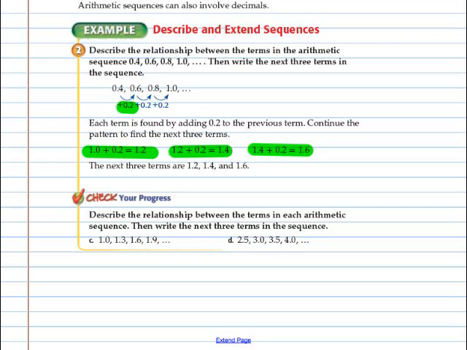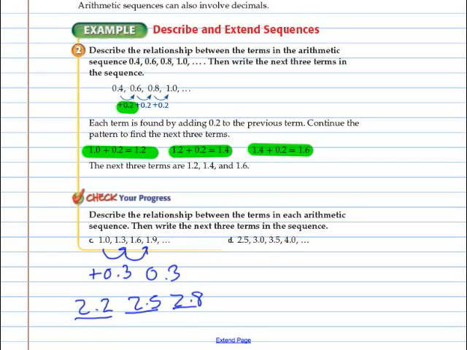In example C, it appears that we're adding 3 tenths to each previous term. We test that. We see that it's true. So our next 3 terms would be 1.9 plus 3 tenths, which is 2.2, then 2.5, and finally 2.8.